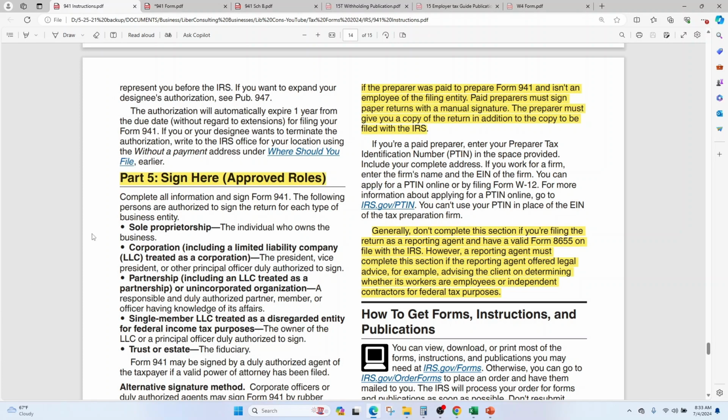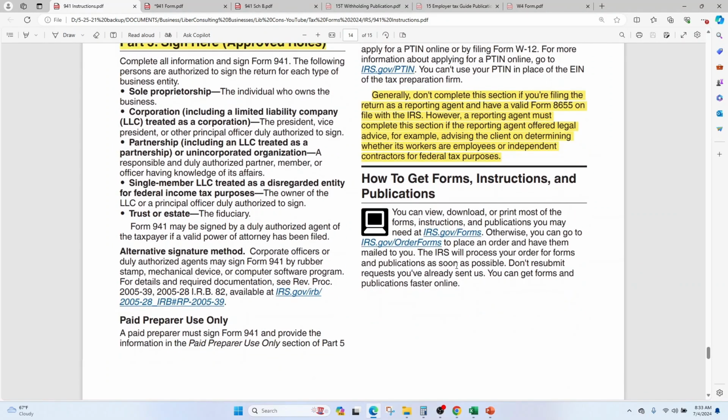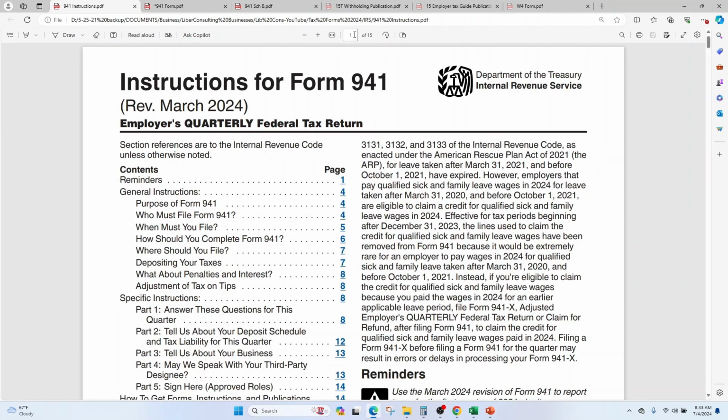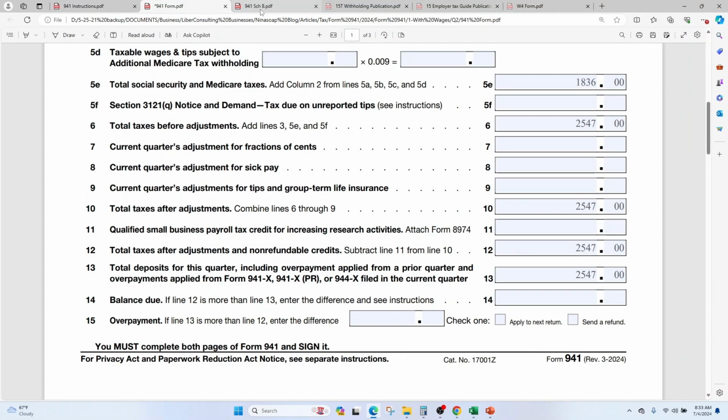And they have a little bit of information for reporting agents. This one there. And this pretty much explains those instructions for Form 941, and we did.